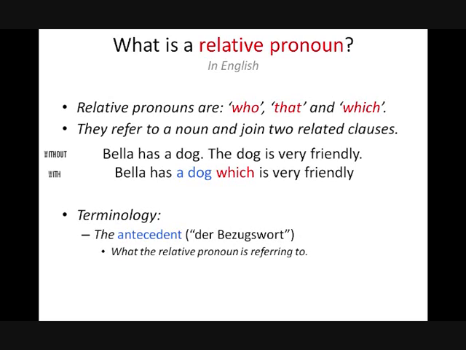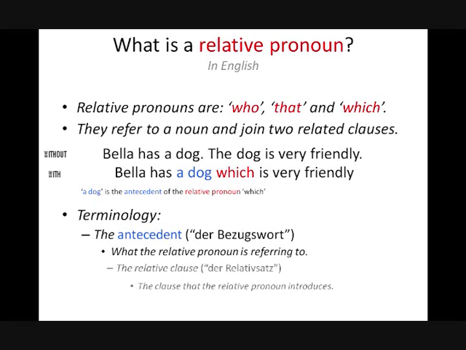Now that is known as the antecedent, or the dog in that example is known as the antecedent. It's the thing that the relative pronoun is referring to. A dog is the antecedent of the relative pronoun which.